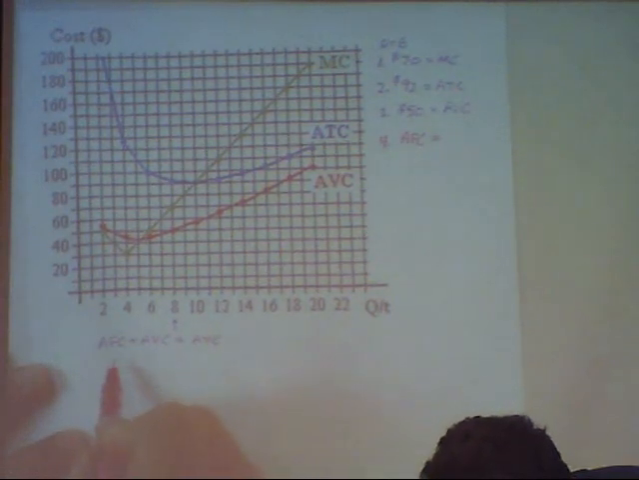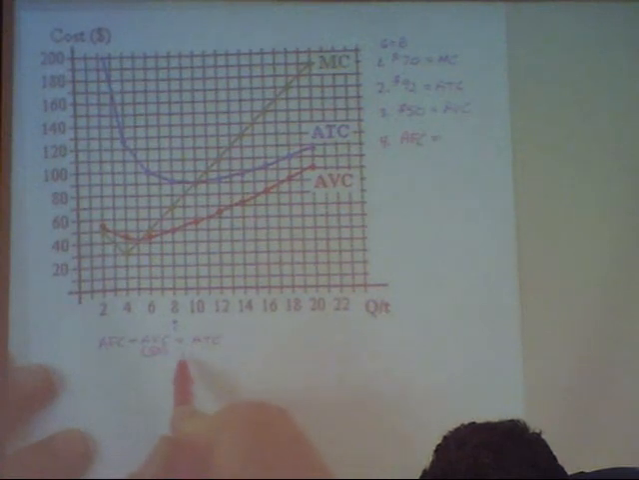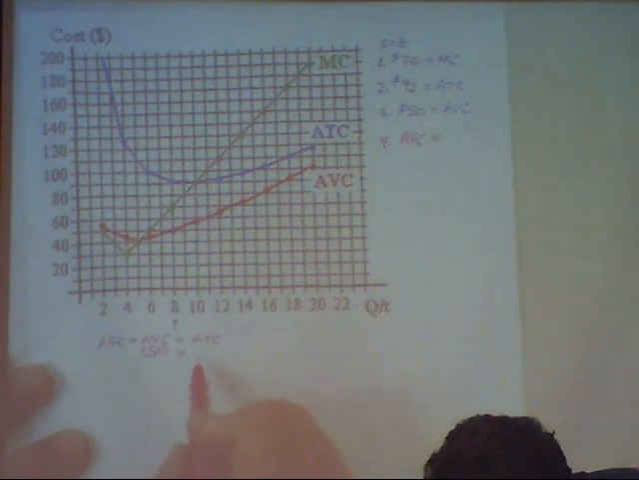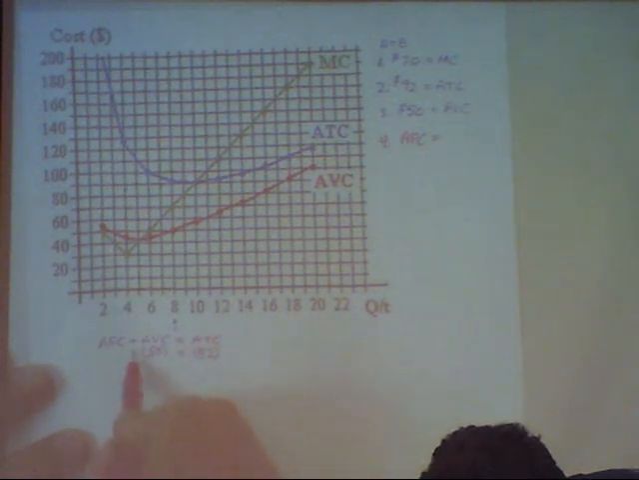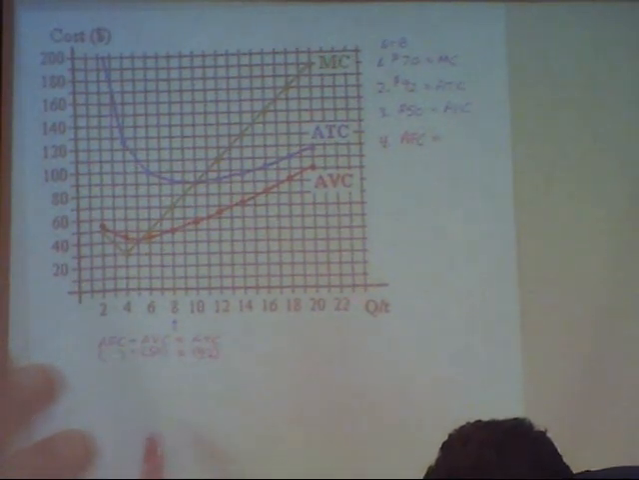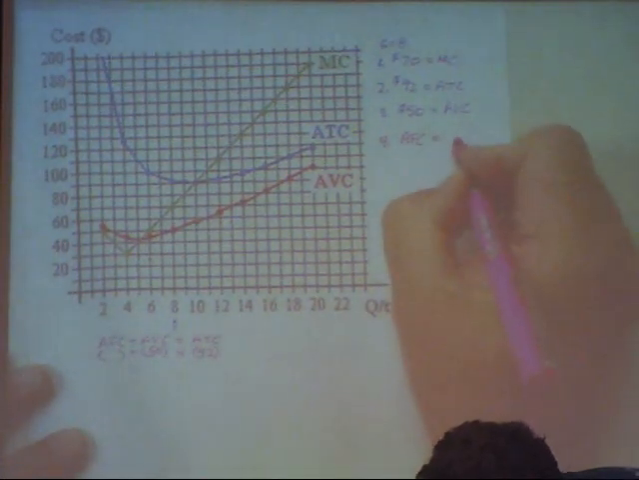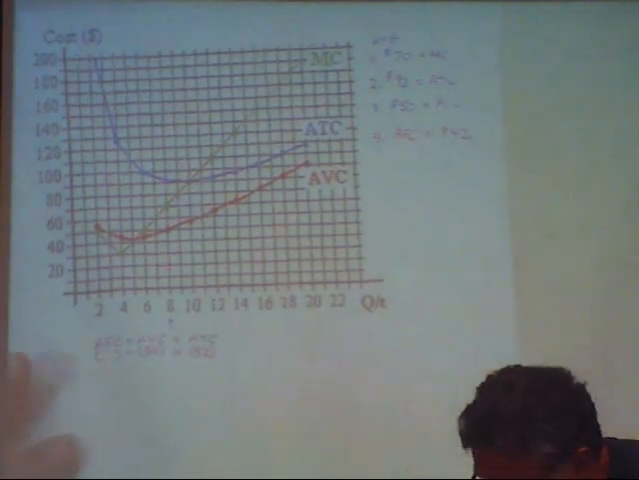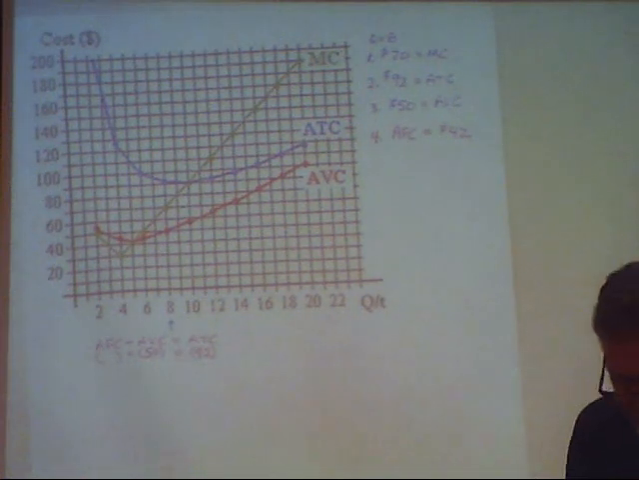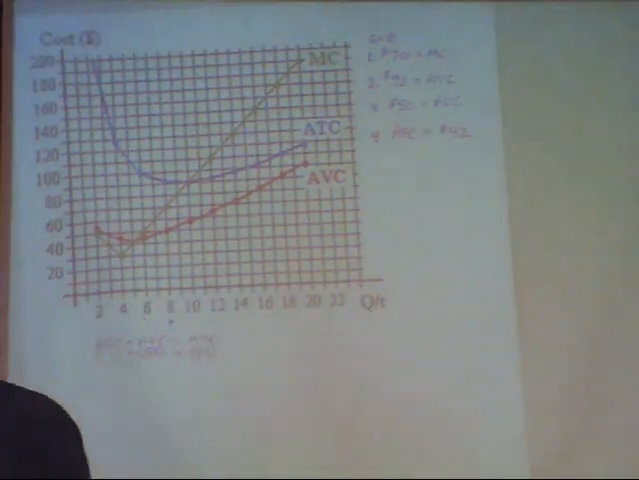And we know that the average variable cost is 50. And we know that the average total cost is 92 about. So what does the average fixed cost have to be? Remember that when you add it to 50, you get 92. So that makes that 42. About. Can't say exactly.